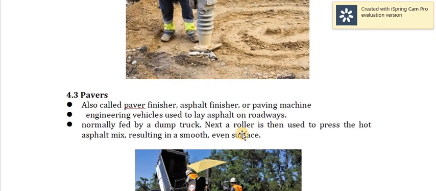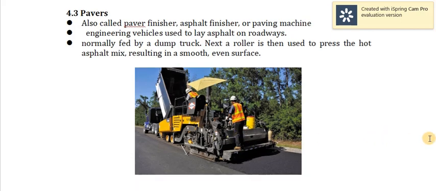So, ayan. Next, we have pavers. So, also called paver finisher, asphalt finisher, or paving machine. So, pavers are engineering vehicles used to lay asphalt on roadways. So, normally fed by a dump truck. So, next, a roller is then used to press the hot asphalt mix, resulting in a smooth, even surface.